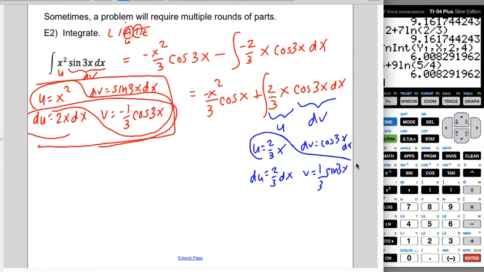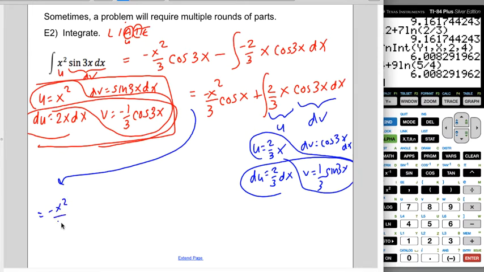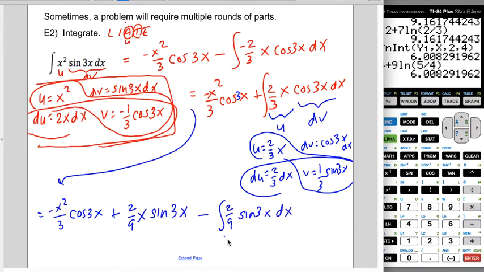So I'm going to get uv minus the integral of v du. If we come down here, I still can't forget that negative x squared over 3 cosine of 3x. I can't forget that that's there. But now I get plus, because this was a plus in front, uv, which is going to be the 2/3 x times the 1/3 sine of 3x. So that's going to be 2/9 x sine of 3x. That's my uv, minus the integral of these two. Well, that's going to be 2/9 sine of 3x dx, and that's finally something I can integrate. So this is simple u sub.